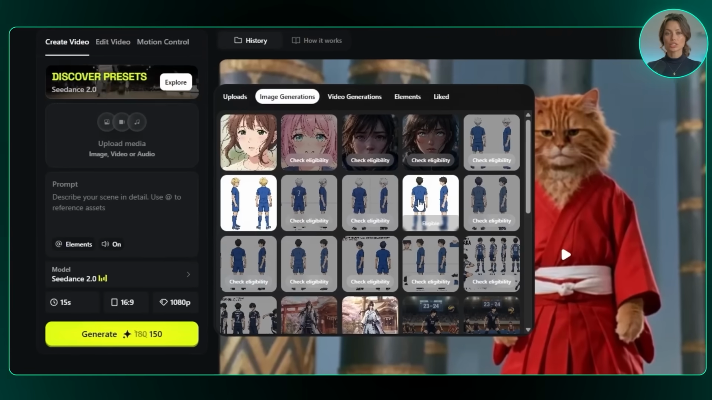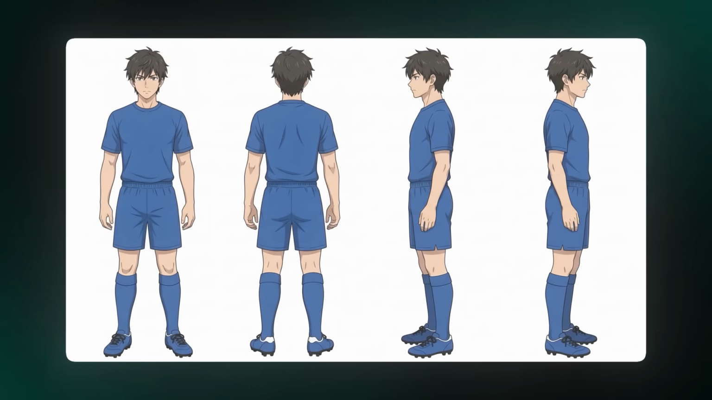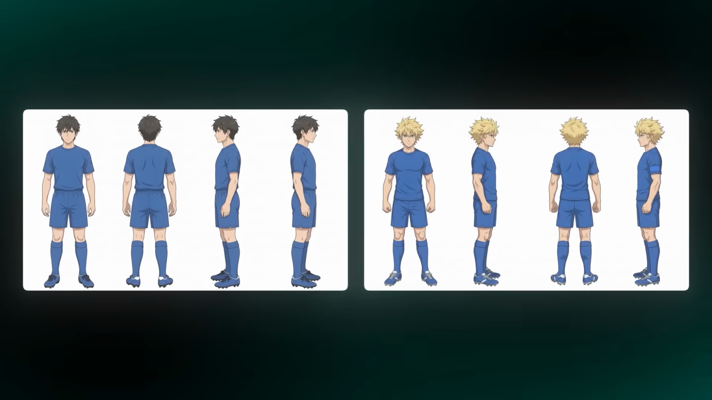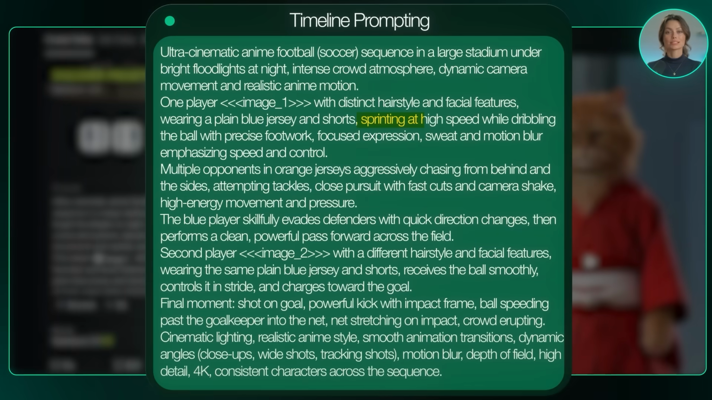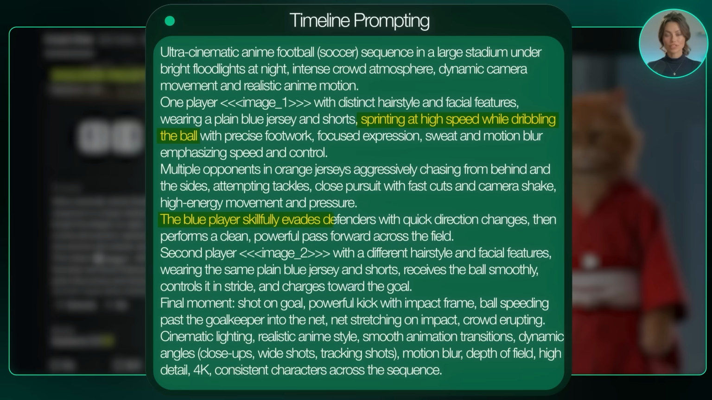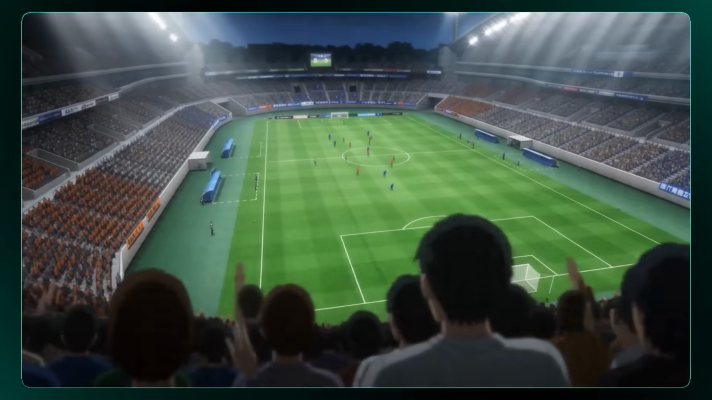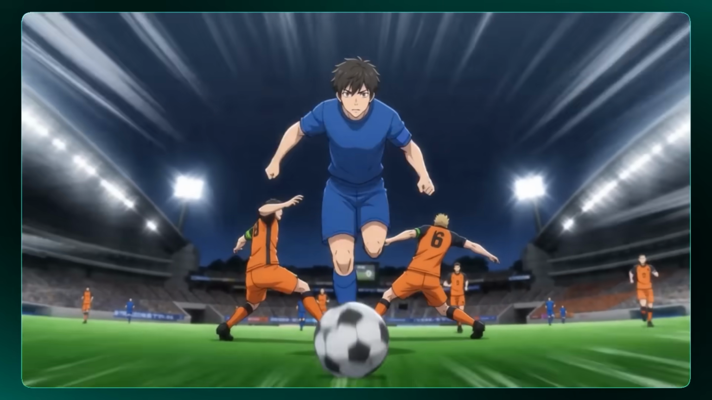To test this, I created 2 anime character reference sheets. The first character has black messy hair and a lean body. The second has blonde spiky hair. Both are wearing a full blue football jersey. Then I use a prompt where player 1 sprints with the ball, dribbles past defenders, and passes. Then player 2 receives it, charges forward, and scores. 2 completely different characters, fully consistent across the whole clip, all from one prompt.